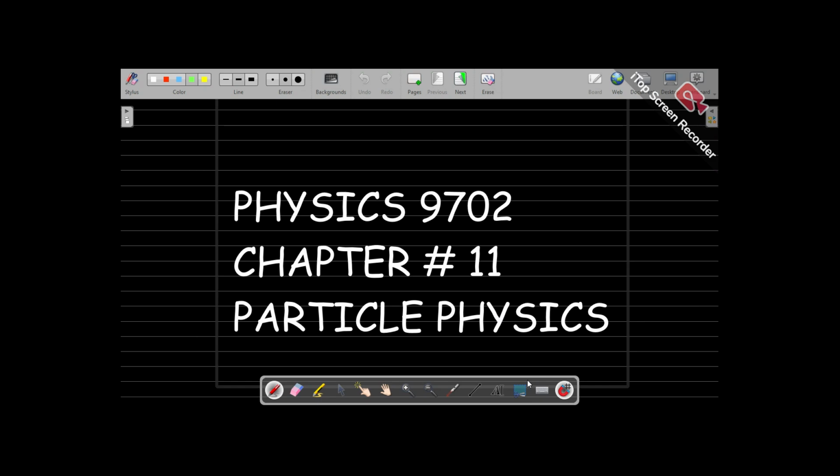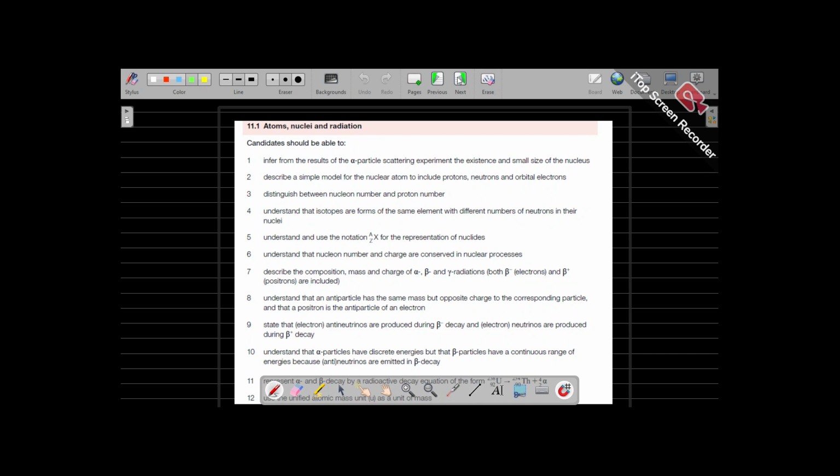But anyways, welcome back into a lesson for particle physics, physics 9702. In this lesson, we'll be first discussing 11.1 that serves as the prerequisite for 11.2. And this, by the way, is the topic that we have already covered in O levels as well. But before moving to 11.2, we'll be briefly discussing these topics as well.